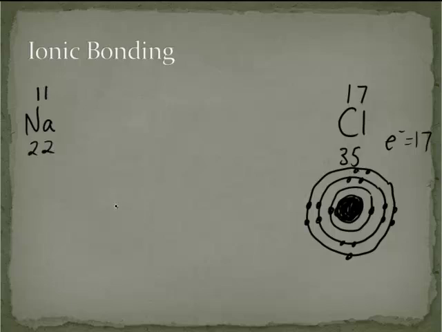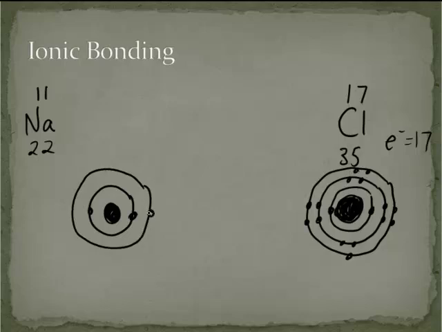Sodium has an atomic number of 11. So if we were to draw sodium, here's its nucleus with the 11 protons and 11 neutrons. And then the electrons around this are going to be situated 2 in the first orbital, 8 in the next orbital. That gives us 10 electrons, which leaves us with one leftover electron. We're going to put that last electron here in the outer shell.